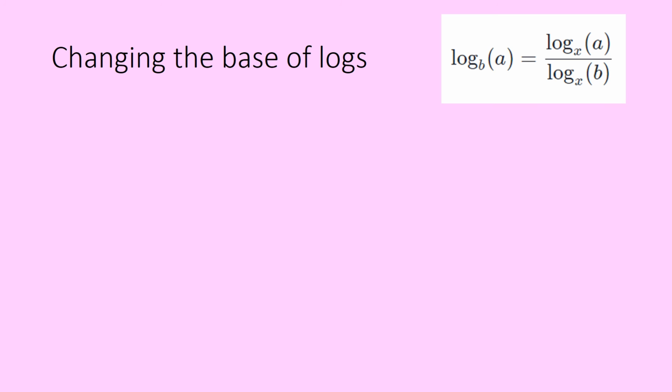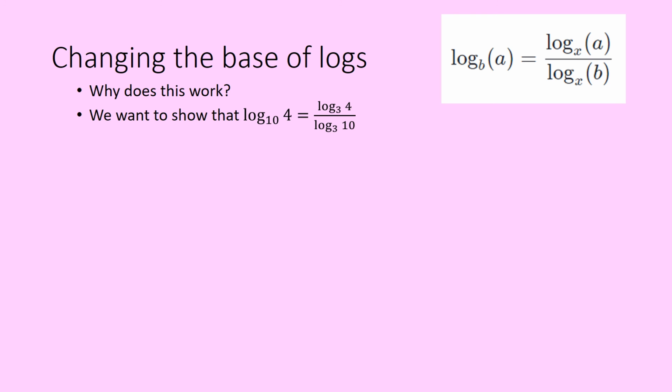So we've got changing the base of logs. We've got our formula there: log base b of a is equal to log base x of a divided by log base x of b. So why does this work? We want to show, for example, that log base 10 of 4 is equal to log base 3 of 4 divided by log base 3 of 10. Compare that to our change of base formula. Yep, we're going from base 10 on the left-hand side to base 3 on the right-hand side.